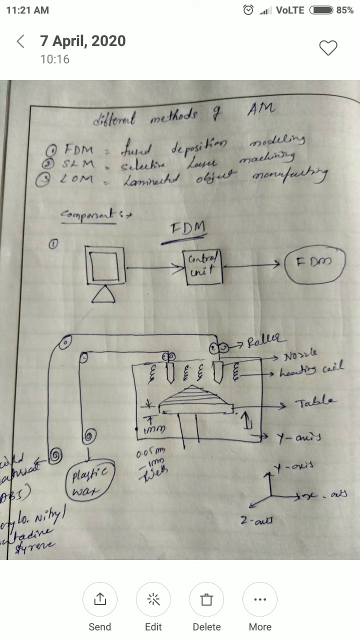I think in additive manufacturing, we clearly understand the basic concept. It is a very important concept. Generally there are seven methods.